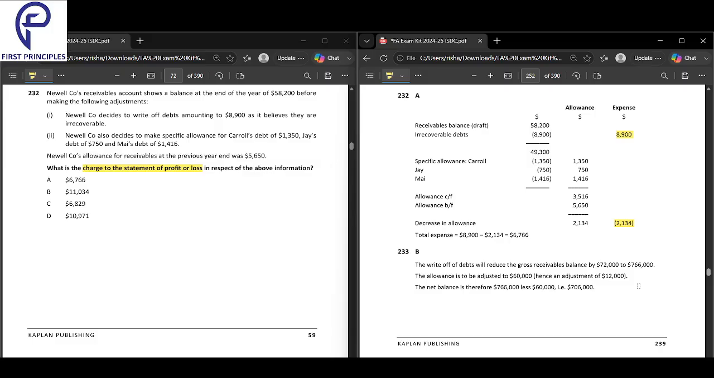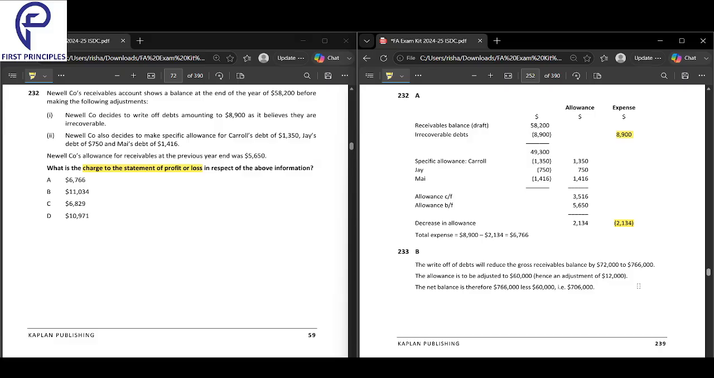One is how much was irrecoverable. Second is how much was the decrease. How much was the irrecoverable and how much was the decrease? These two amounts go to P&L. So we have to find out these two amounts in the first place.